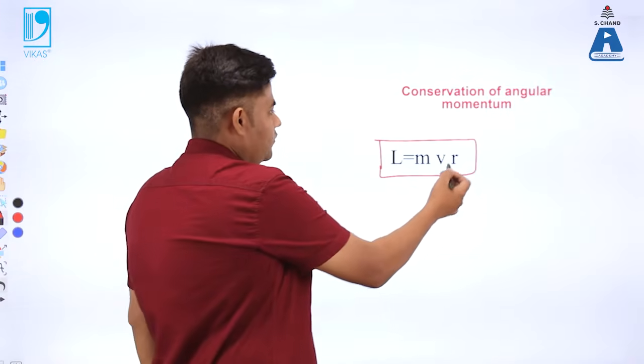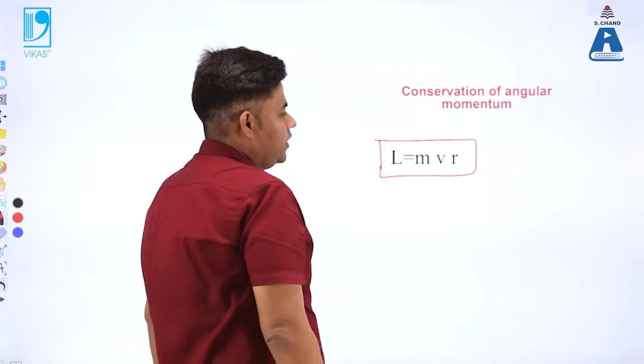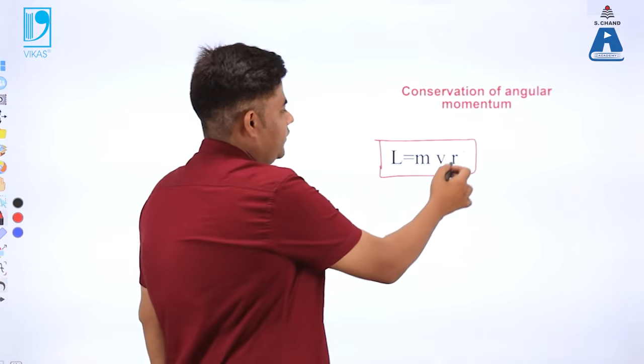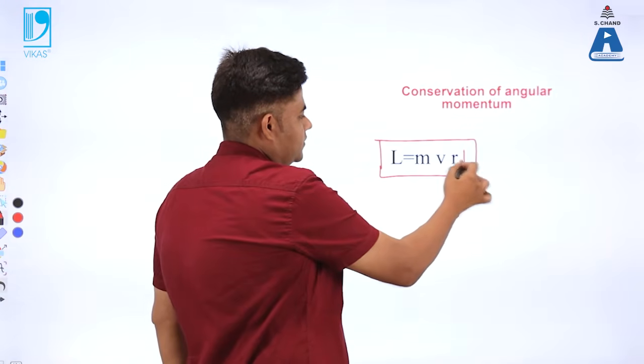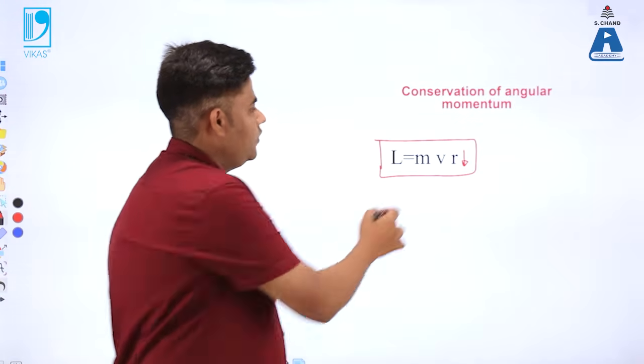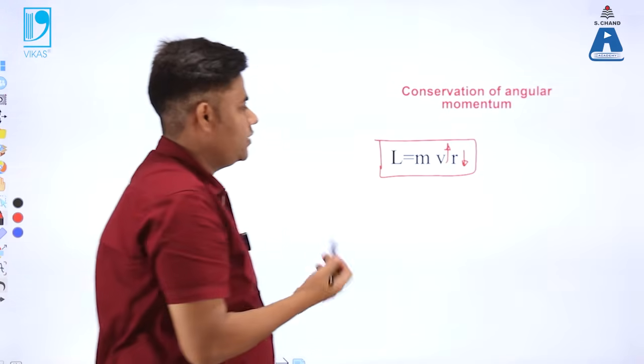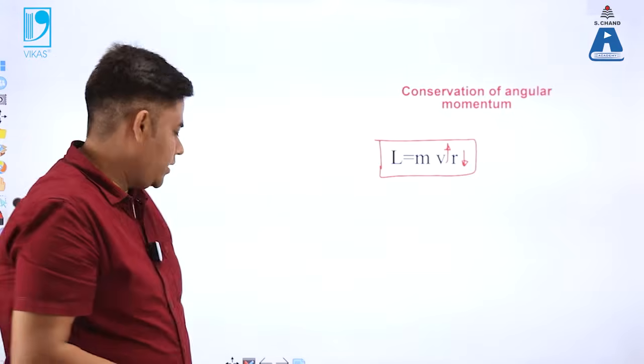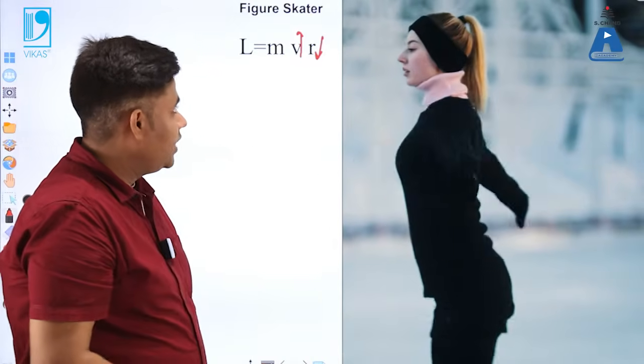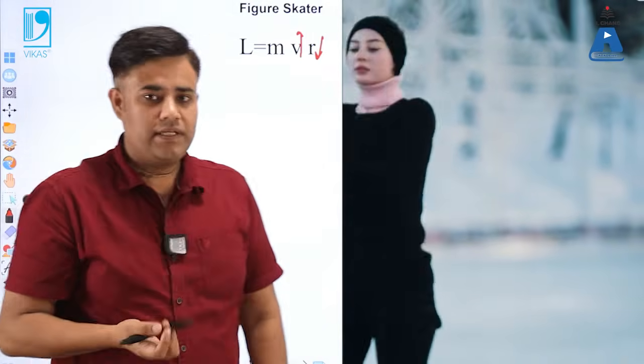That means R would be the distance associated with the case. So let's say if we reduce the distance, the velocity will no doubt increase so as to conserve this angular momentum. Now let's come back to that problem that we were discussing.